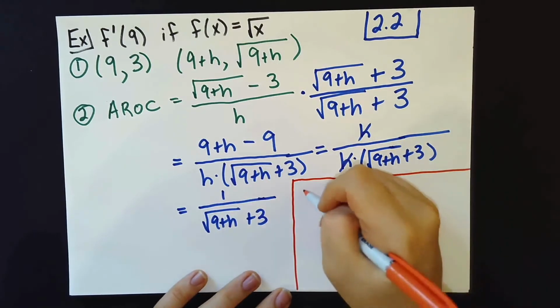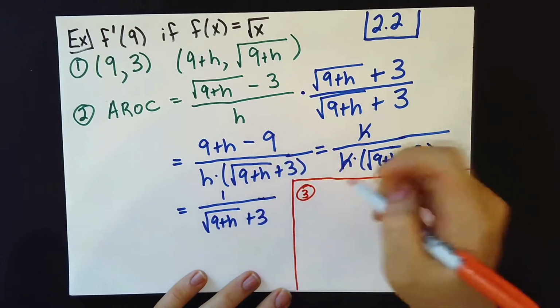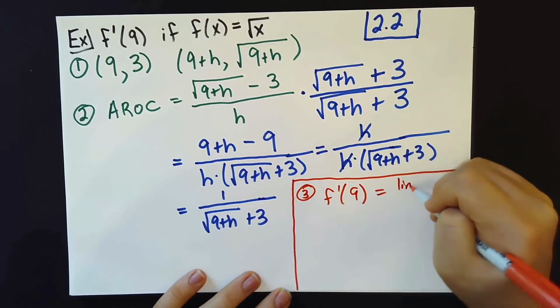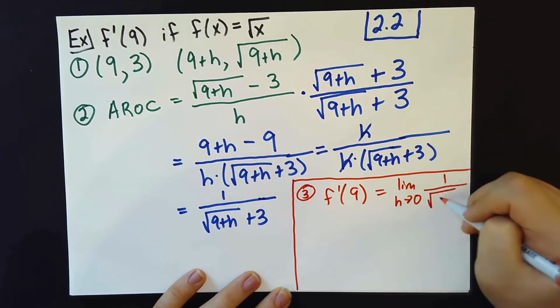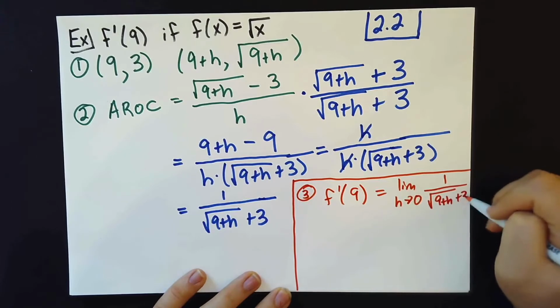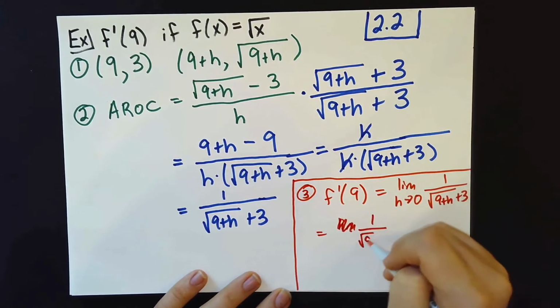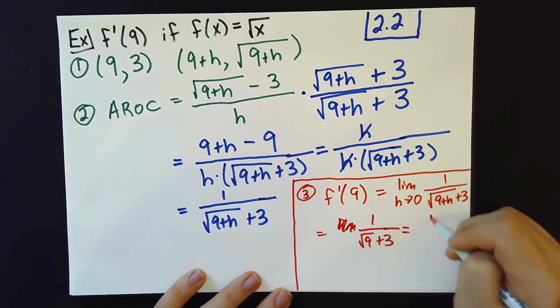And then what do we do? We go ahead and take the limit as h goes to 0. So f prime of 9 is the limit as h goes to 0 of 1 over the square root of 9 plus h plus 3, which will be 1 over the square root of 9 plus 3, which will be 1/6.